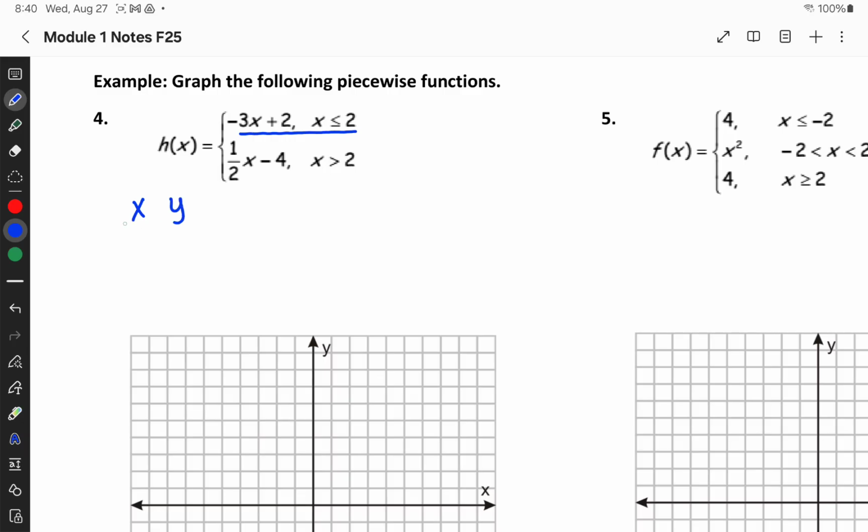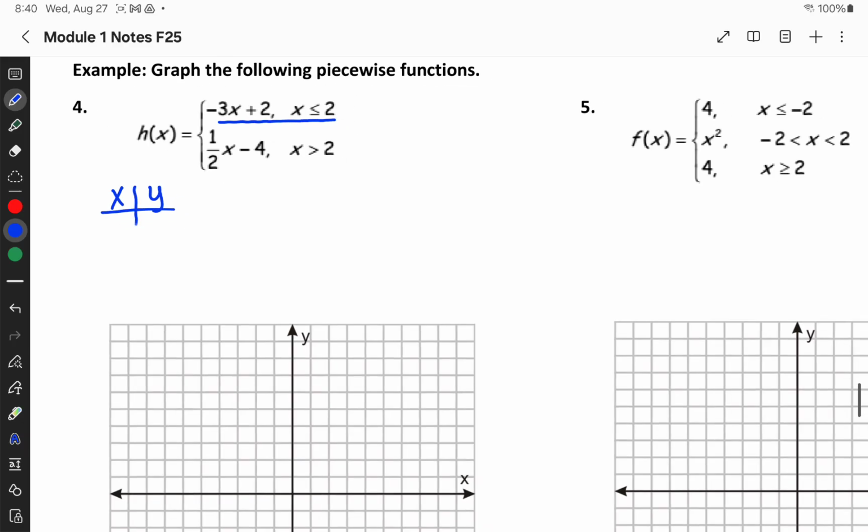Easiest way I found to do this is to simply make a table, and then for the x values, we're going to pick out numbers that are less than or equal to 2. So we're going to start with 2, and then pick out numbers that are less than or equal to that, like 1, 0, and negative 1. And then we're going to start to plug those numbers in to get my y values.